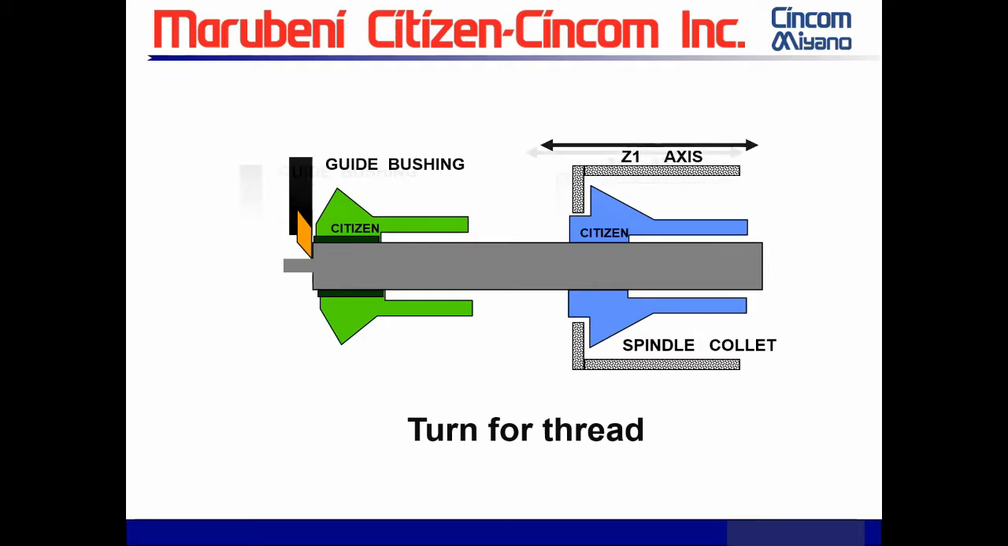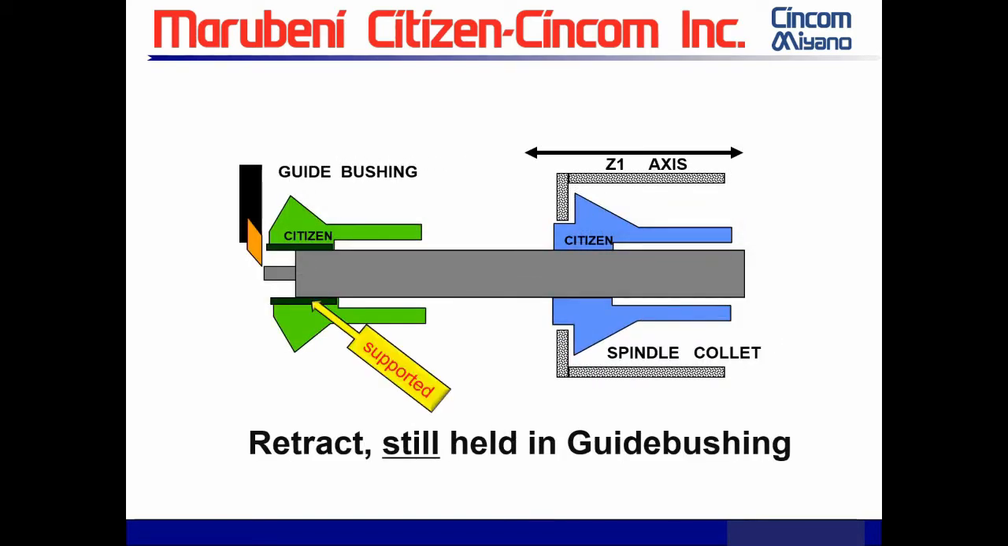But when we have to pull it back so we can take a second pass or bring the threading tool in, you can see we're actually still engaged in the guide bushing support pads. So we have strength in that, right? But again, this is with a short thread or short turn.